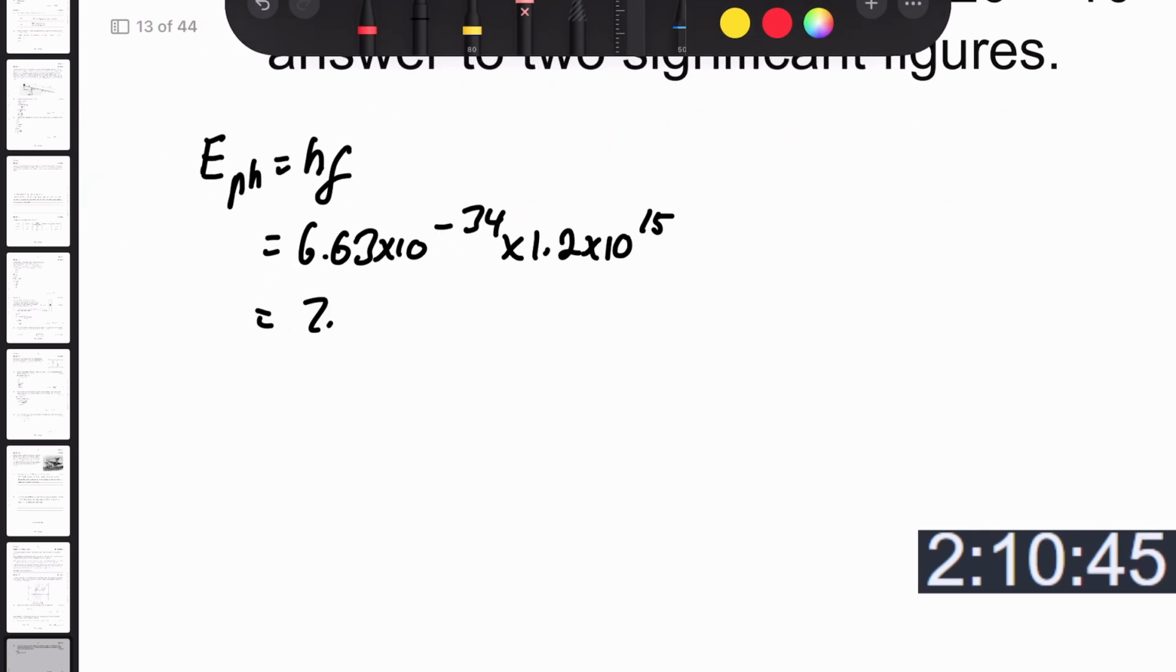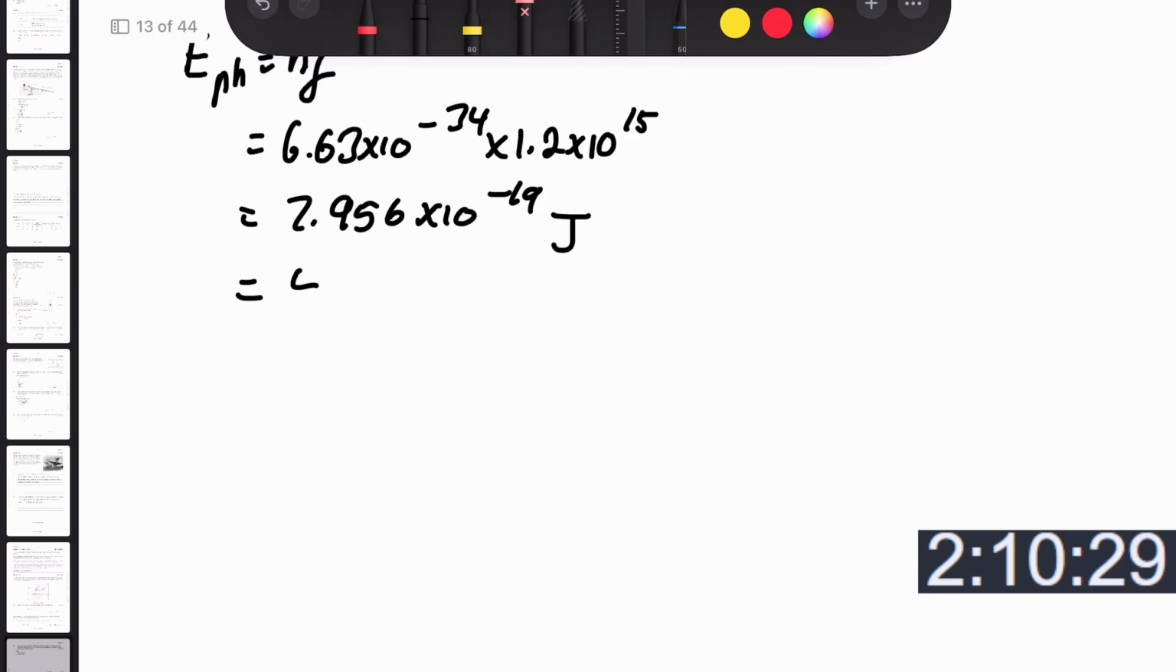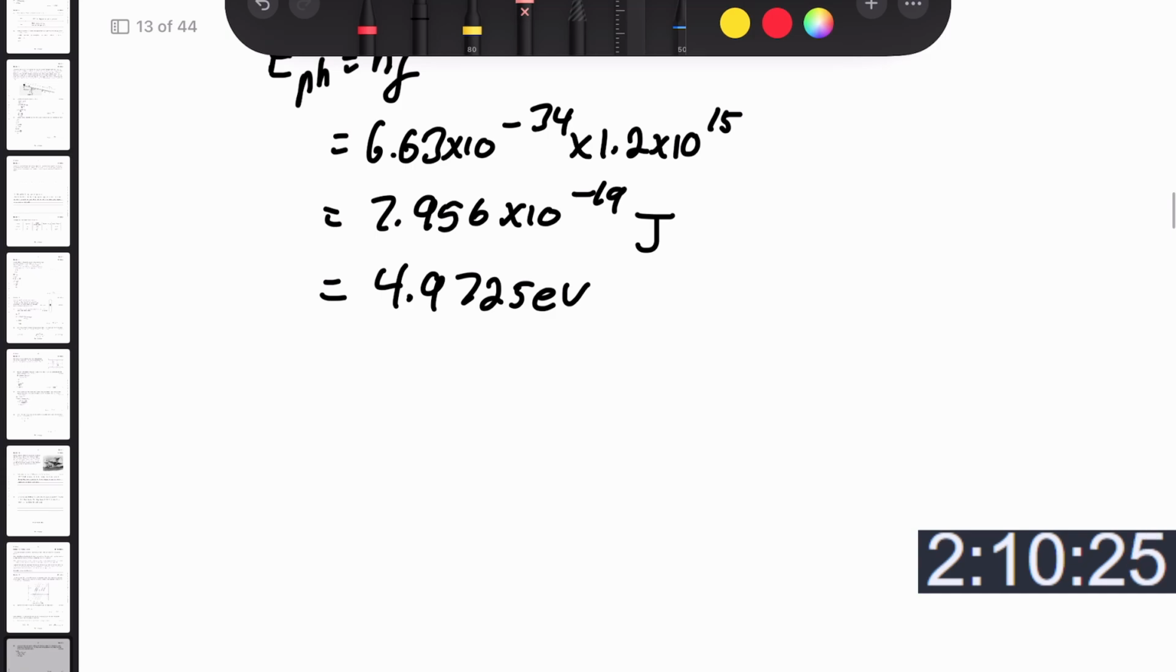So this is 7.956 times 10 to the negative 19 joules. Then I need to divide by 1.6 and then by 10 to the negative 19. So 4.9725 electron volts. So then EK of the electron is equal to E photon minus work function.